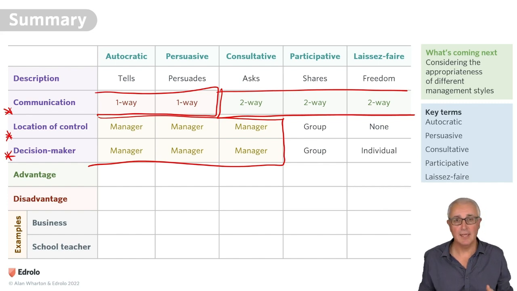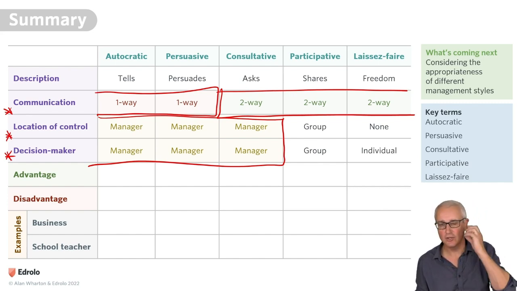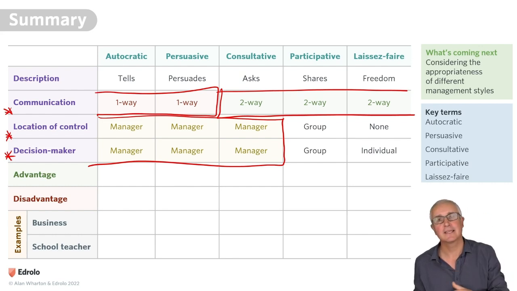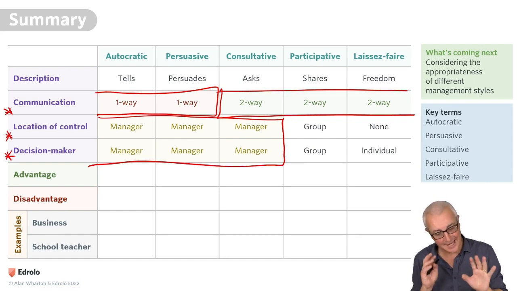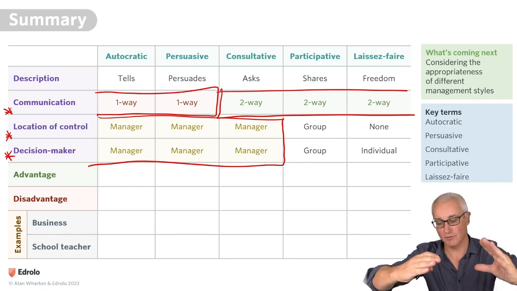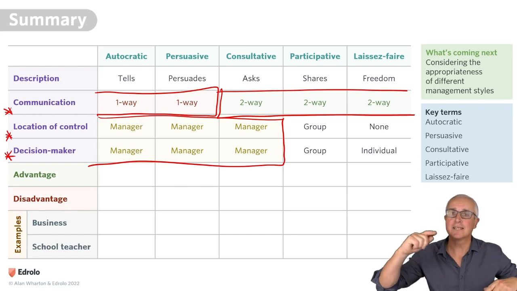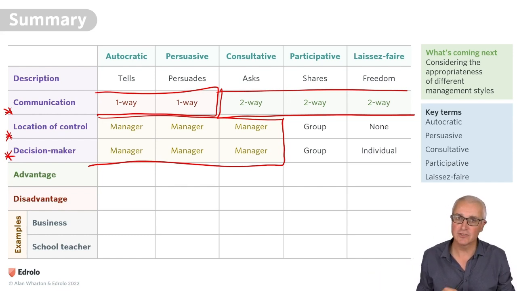So this bottom line here, school teacher or part-time job, add in there your own personal experiences so you can trigger off and remember, okay, I can see what that's about. I can see when those styles have been used in my own experiences. So hopefully that summary table helps you. What's coming up next is taking that and then adding an extra level. We're going to think about when is it appropriate to use certain styles and when isn't it appropriate to use certain styles.